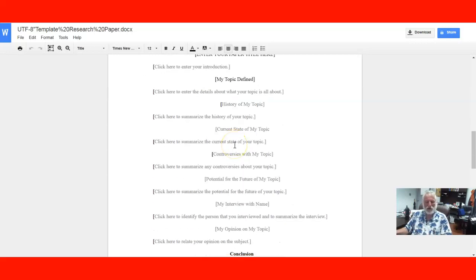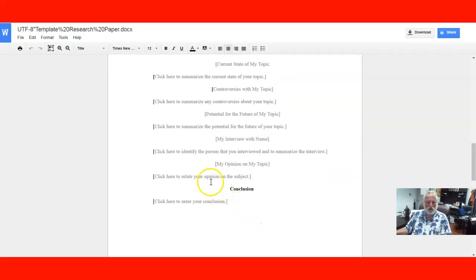Potential for the future. Did what they do, is it going to stay with us or go away? Things like that. Then you do your interview, again, identifying the person. And then you'll have your opinion on the topic. And then finally, again, your opinion, if you put your opinion on the topic in the future of the topic, then you would delete this section out.